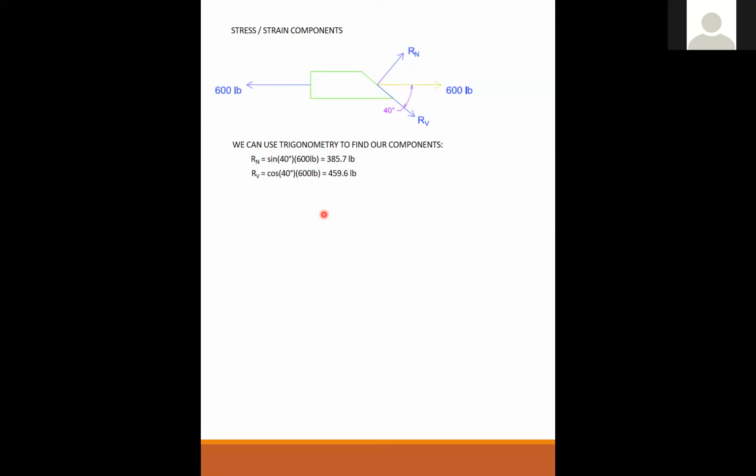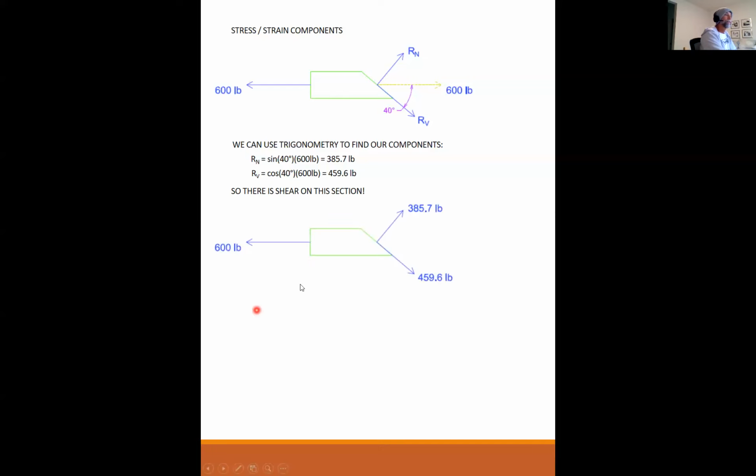Okay, good. So now I have the two components of my original that are now aligned with the cut plane. One is parallel, one is perpendicular. So there is shear on this section, isn't there? We just said a minute ago there's no shear, but there really is shear. It's just on what direction that we have to look at that we get the shear. So if I recreate this, I have 459.6 pounds of shear, 385.7 pounds of normal force on this plane.